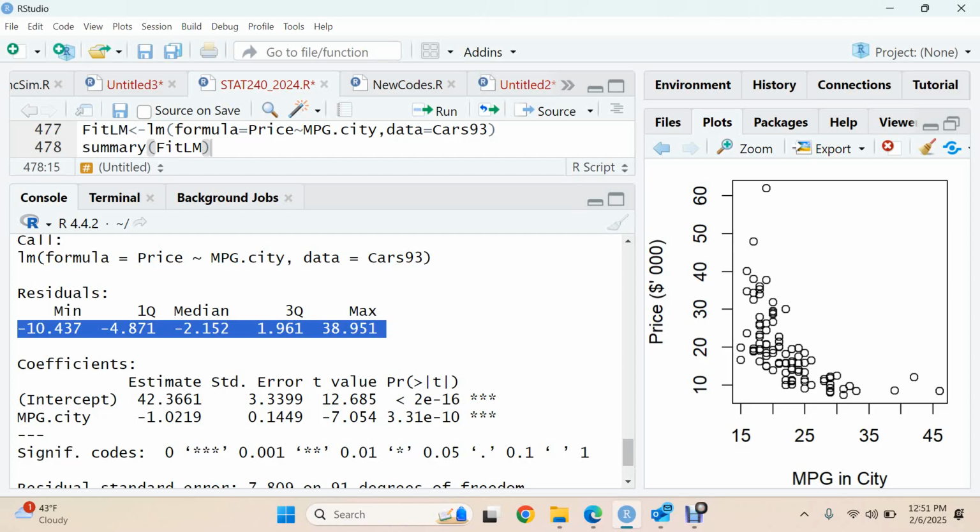That's why I said y is what? Random. So what is the distribution of y? Well, the distribution of y is also normal with mean beta naught plus beta 1 x, and variance sigma squared.